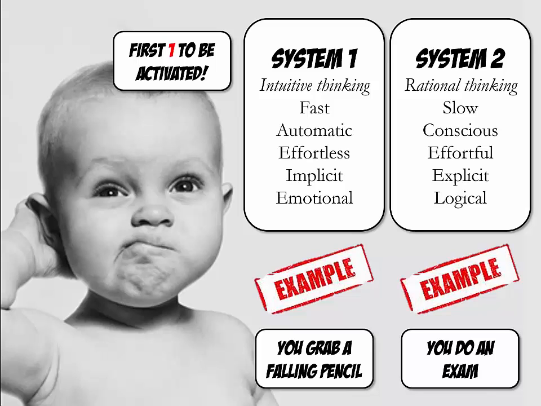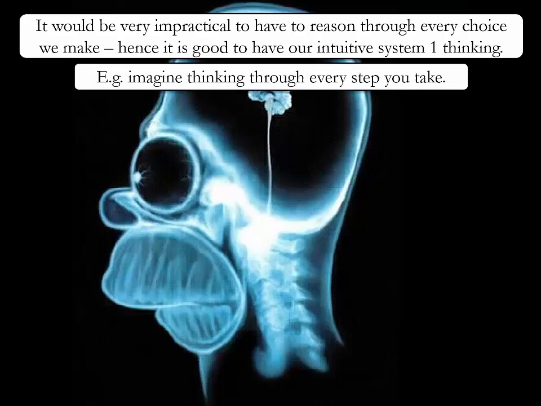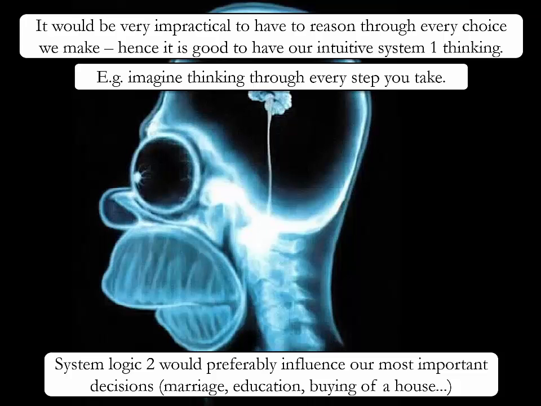You can distinguish between System 1 and System 2 thinking by remembering that System 1 is the first system to be activated. It would be quite impractical to have to reason through every choice we make, which is why we benefit tremendously from System 1 thinking. In fact, we make most decisions in life using System 1 thinking. For example, interpretation of verbal language or visual information is usually automatic and unconscious. Or imagine that you would have to think through every step you take. However, we would hope that System 2 thinking would dominate important life decisions such as marriage and education.